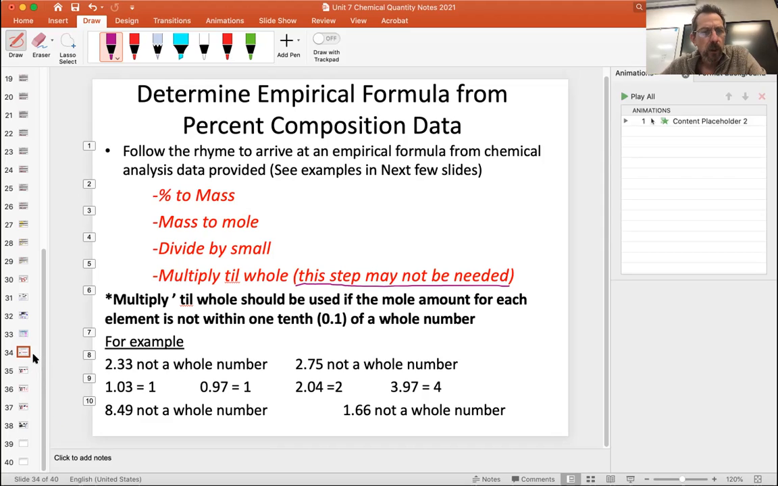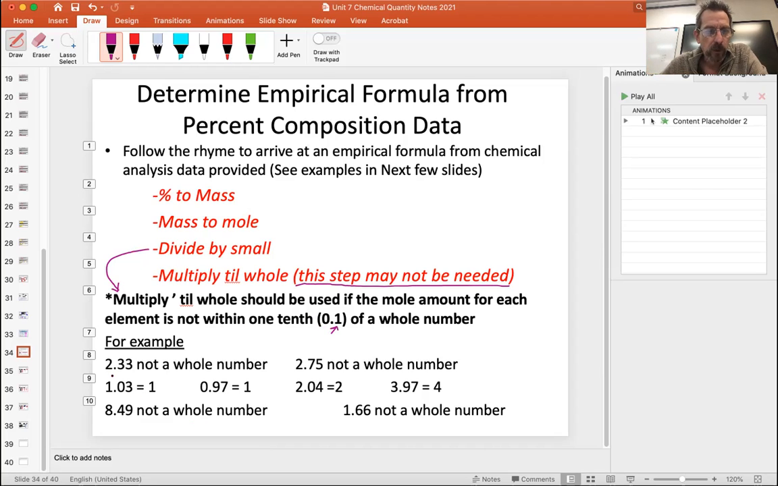Okay, so what we want to keep in mind is this step that says divide by small. After we do that, we want to evaluate the value that we get and see, is that close enough to a whole number to accept it or not? This is the criteria we're going to use. If it's within 1/10 of the next whole number, we're going to accept it. If not, then we're going to have to do something in the strategy.